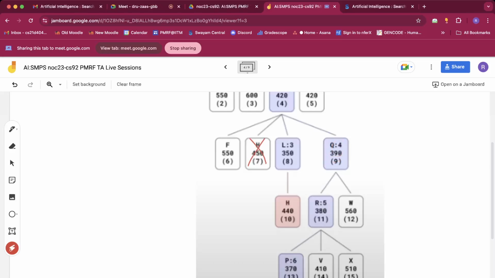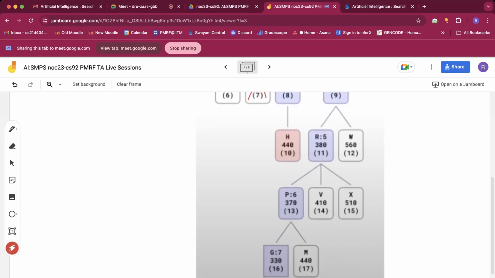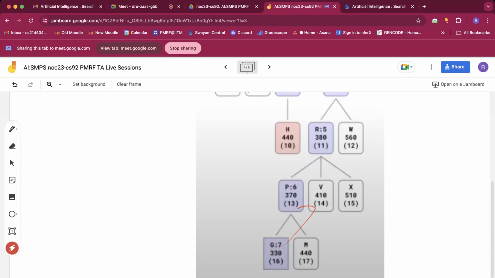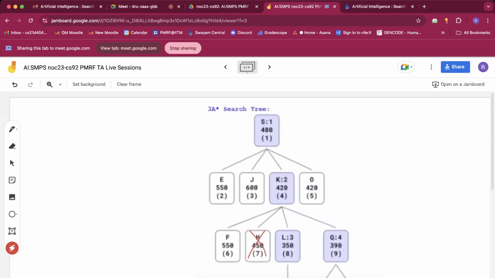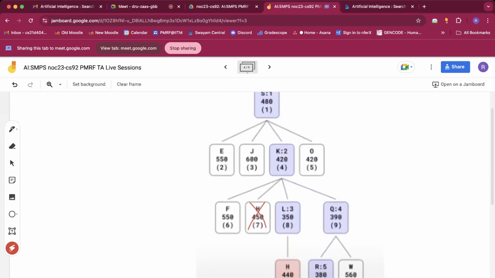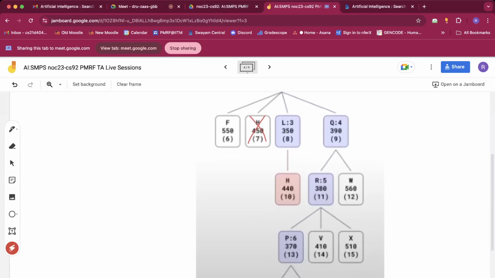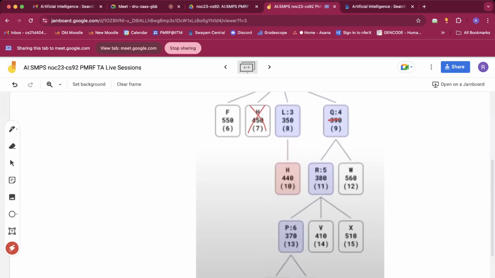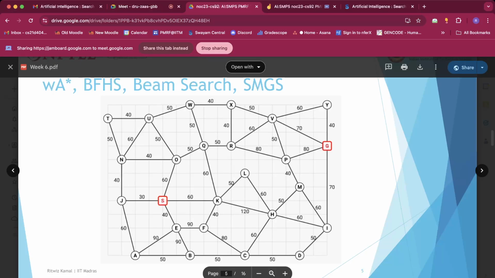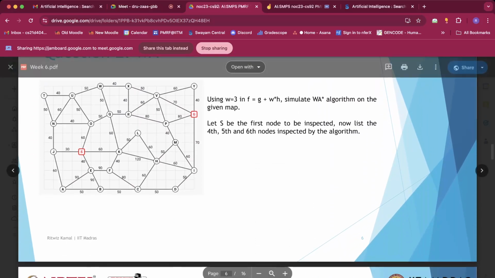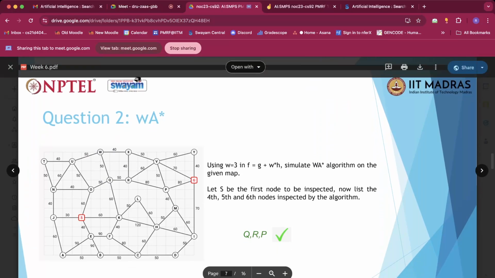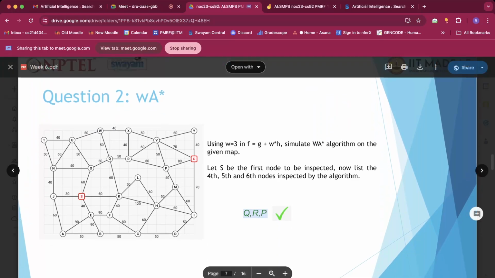and we keep doing this until we reach the goal node finally. Okay, so this is how we construct the full search tree for WA star and the given map. And the question asked us to report the 4th, 5th and 6th inspected nodes, right? So those would be Q, R and P, right? So let's check the solution. Those are Q, R and P.